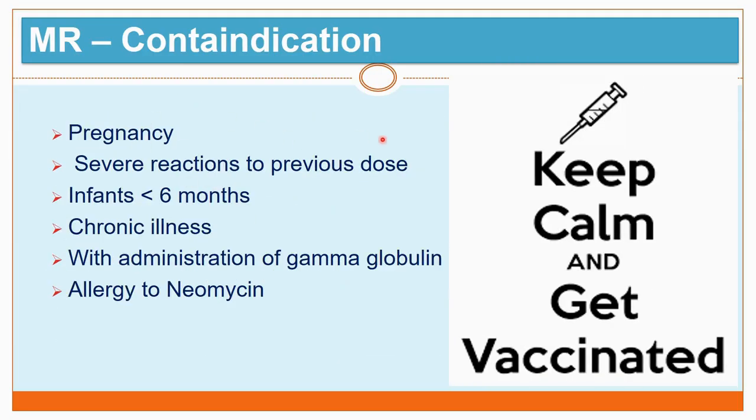It is contraindicated during pregnancy. If there is a severe reaction to a previous dose, then this is an absolute contraindication. Infants less than 6 months, you do not give the MR vaccine. And with chronic illnesses of any systems, you do not give the live vaccines. And if gamma globulin has been administered, vaccination is not effective because it is neutralized by the antibodies. And if anyone is allergic to neomycin, then also this is contraindicated.